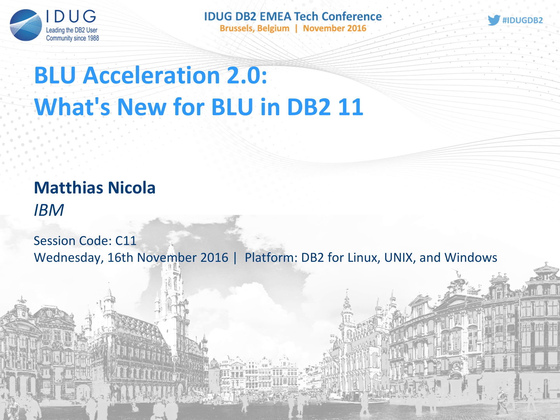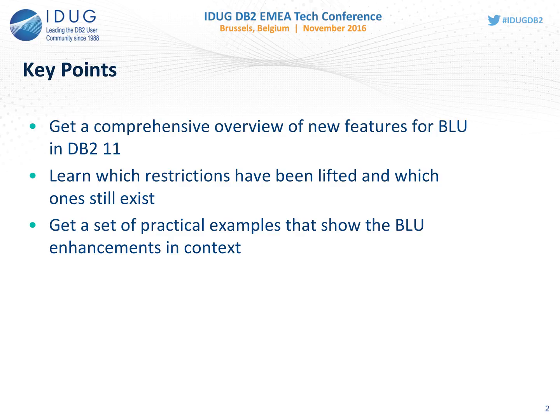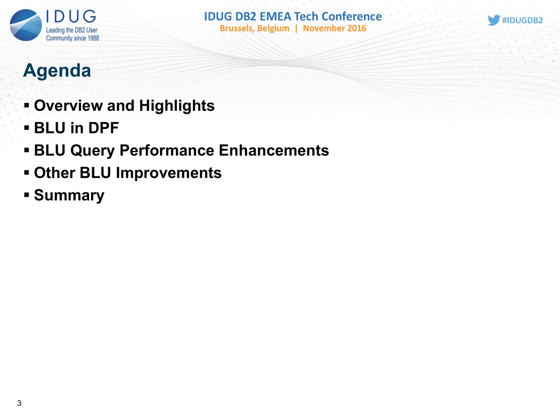All right, so the agenda for my presentation is that I'll start with a brief overview to point to a few highlights for BLU in DB2 11. And after that, we'll go into some of the technical details. Of course, we talk about BLU in DPF. And then I want to spend some time to talk about the query performance enhancements for BLU in version 11 that apply for DPF and non-DPF. And then there are a number of other really useful enhancements for BLU as well that I also want to talk about towards the end of the presentation.